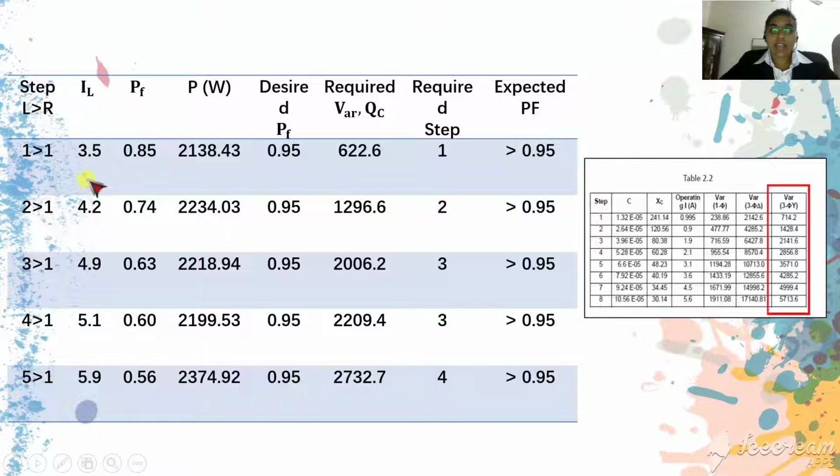We got an IL of 3.5 and we obtained a power of 2138.43 watt for a power factor of 0.85, while to achieve the desired power factor we required a VAR of 622.6 VAR. We choose step 1, which is nearer to 714.2.